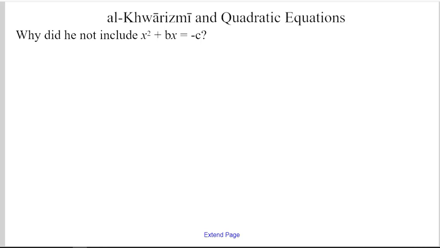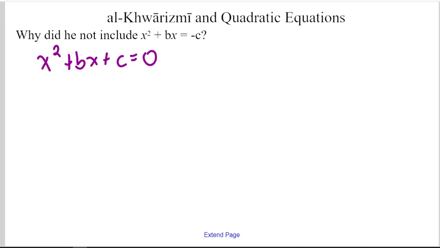So al-Khwārizmī did a lot of work with quadratic equations, and he came up with 6 different rules to help solve and look like the format of our quadratic formula. But one of them he did not include was x squared plus bx minus c. So if we think about y, let's rewrite this as x squared plus bx plus c equals 0.